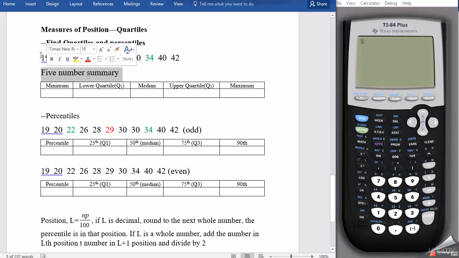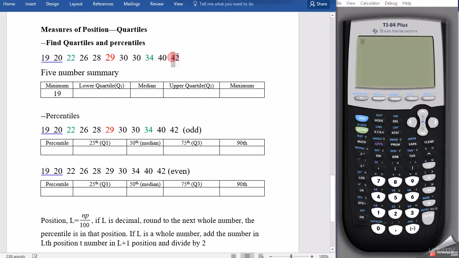Okay, so we have this set of numbers, 19 through 42. We're going to find what we call the 5-number summary, and those will include the main quartiles that we always talk about in statistics. Okay, so let's start with the minimum value. The minimum value is 19, so I'm going to write it right here, 19, and the maximum is 42.